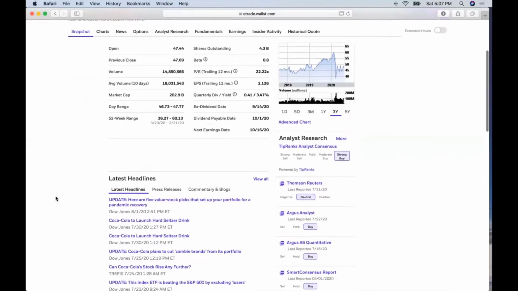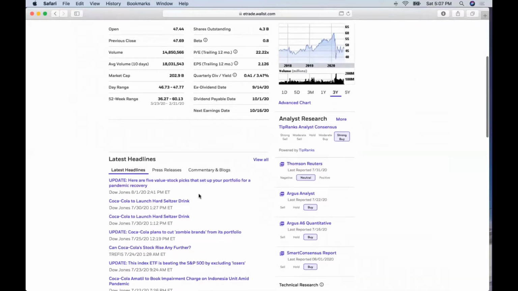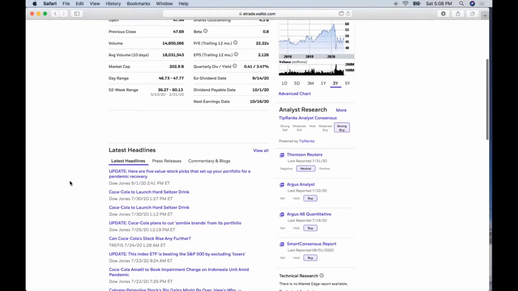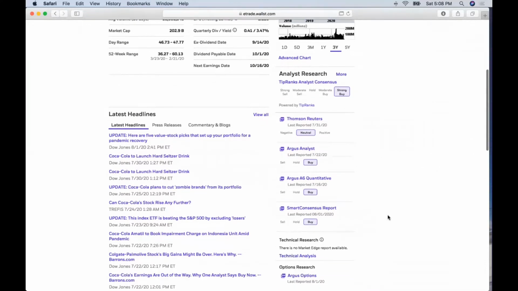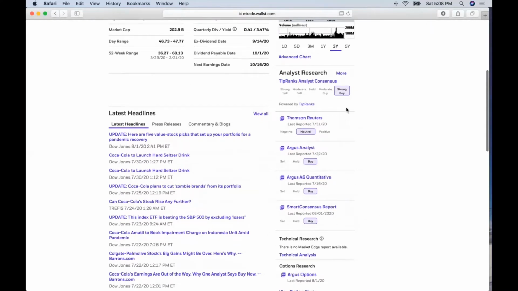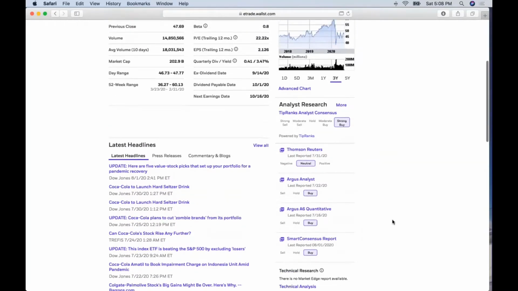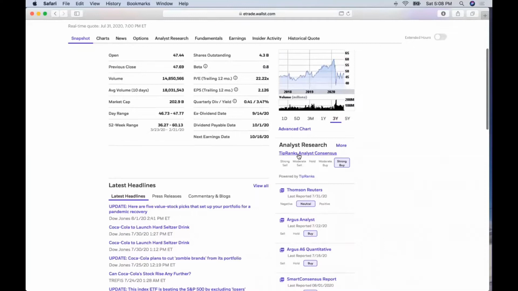The other couple things you'll find here is you'll see some of the latest headlines, so all the news that's going on with that specific stock. So Coke's launching a hard seltzer drink. That's kind of cool. And then you'll see all of the analyst reports here on the right. Sometimes these will contradict each other, but it looks like everybody's basically saying it's a good time to buy Coke. But it's cool to take a look at these as well.